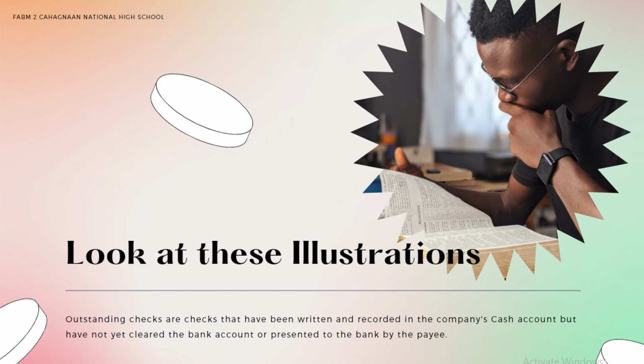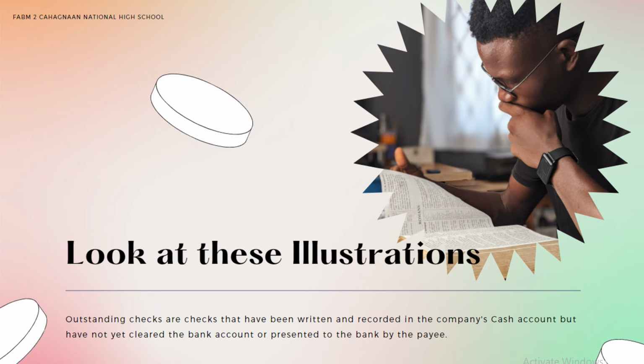Outstanding checks are checks that have been written and recorded in the company's cash account but have not yet cleared the bank account or been presented to the bank by the payee. So that is outstanding checks. Like for example, Company A ay nag-i-issue na ng cheque. So, syempre, na-record na yun sa company na nag-cash out, or meron nang certain amount na naibigay si company to a certain payee or a certain client. But the client, hindi pa niya na-i-cash out yung cheque.